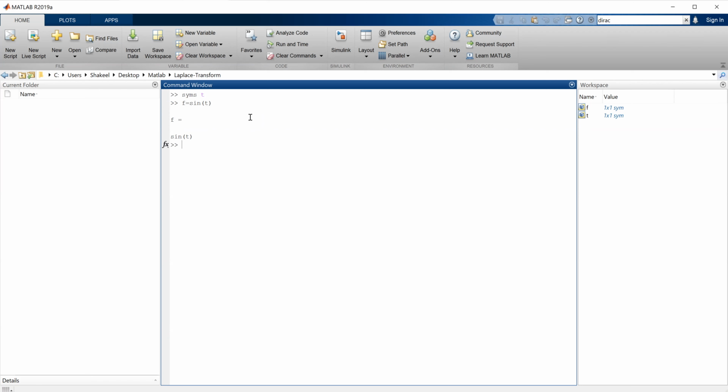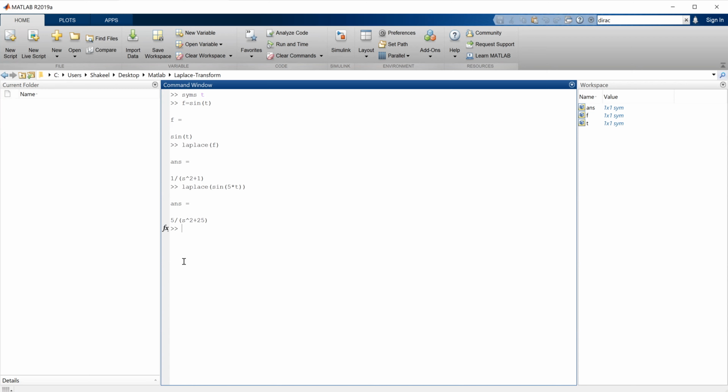F is a function. Now to determine the Laplace transform of this sine of t, I say laplace of f. This will give me the Laplace transform of sine of t. You can see the Laplace transform of sine of t is 1 by s square plus 1. In the same way I can define the Laplace transform directly, just writing sine of, for example, 5t. Since t is already defined as a symbolic variable, this will give me the Laplace transform of sine of 5t.